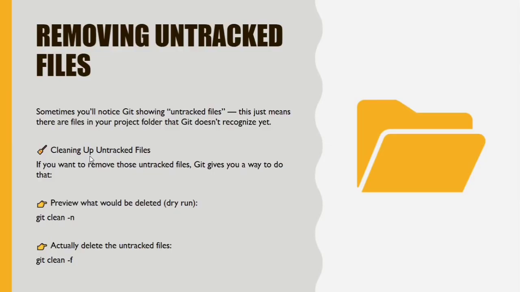If you want to remove these untracked files, Git gives you a way to do that. You can use the command git clean -n. It's just like a dry run. This actually shows you the list of untracked files that would be removed, but doesn't actually delete anything yet. So this is just like Git is asking, are you sure you want to delete these files? You want to remove these files?